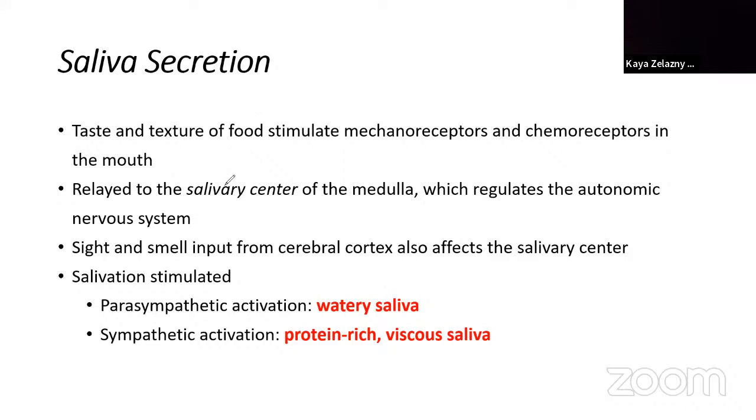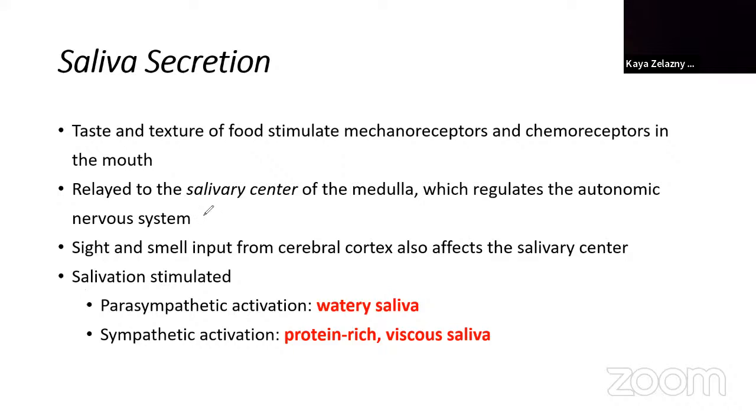Those signals get relayed to a salivary center of the medulla, so in your brainstem. And this is going to hook up to the autonomic nervous system. So the autonomic nervous system in the medulla is then going to send out signals back to your mouth in order to regulate saliva secretion. Sight and smell, so seeing food, smelling food, would also affect the salivary center. It's not on here, but I suspect thinking about food probably also does, based on my own personal lived experience.